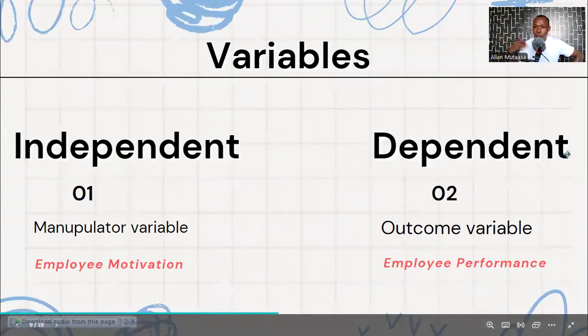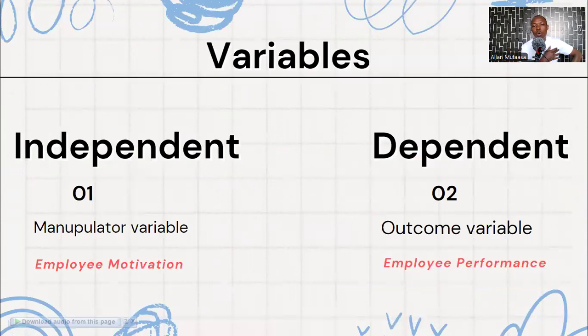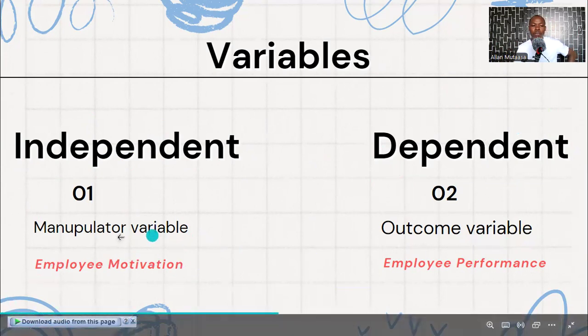And we want to also understand what variables actually are. So many people don't understand what variables are. So a variable is a characteristic of interest that you, the researcher, is seeking to achieve. And variables come in majorly two varieties for academic research. We have what we call independent variables that are also called the manipulator variables, and we have the dependent variables that are called the outcome variables. So the manipulator variables in this case can be the employee motivation, and here we can have employee performance.